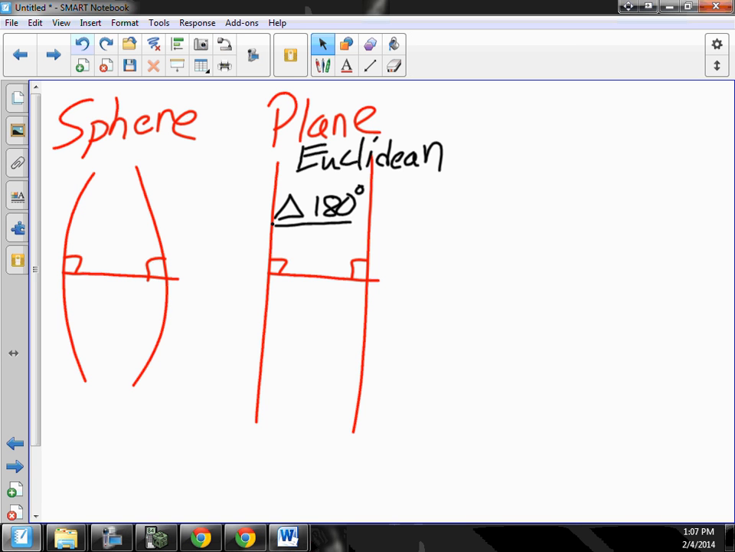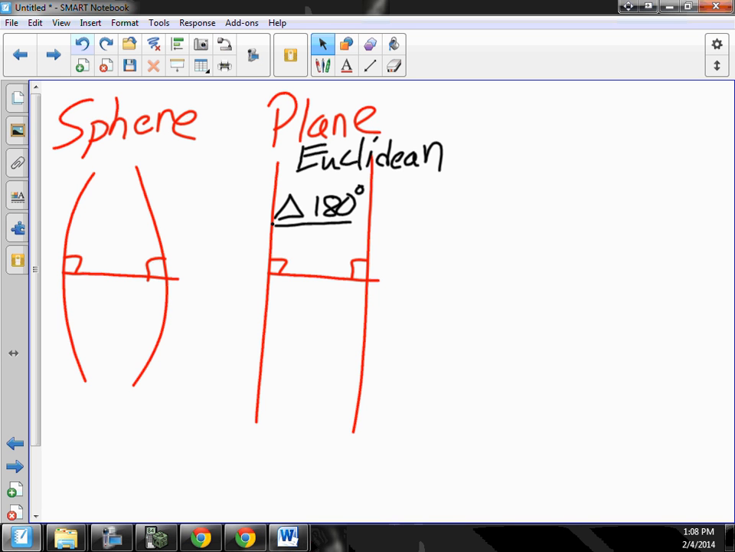Here is, if I can find it, a triangle right there. Maybe I should use a different color. Right? What is this angle right here? 90. What is that angle right there? And what is that angle right there? So that is a triangle with 270 degrees in its angle sum. Now, oddly enough, the other side of the sphere is also a triangle, right? It kind of has an inside triangle and an outside triangle. So this angle sum is 270 plus 270 plus 270.